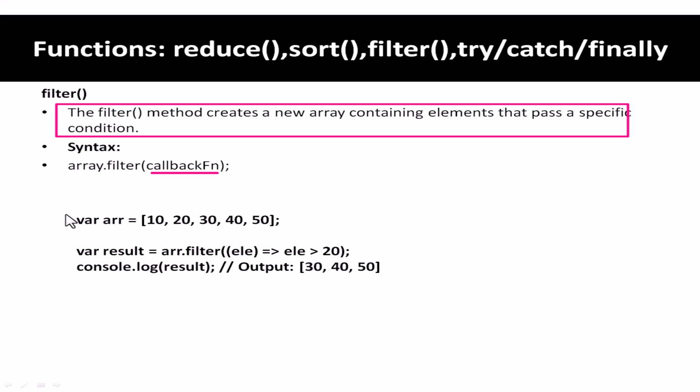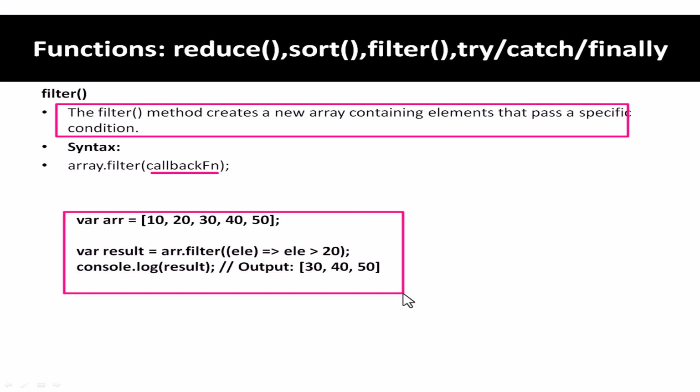So here we are having a variable array with 10, 20, 30, 40, 50, so we have 5 elements inside the array. Variable result equal to array.filter(ele). Here ele is a particular identifier which is going to check each and every element inside the array. Here we are checking the condition: if the element is greater than 20, then only it is going to print.